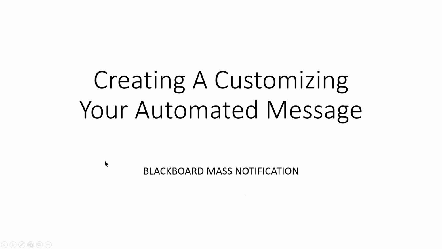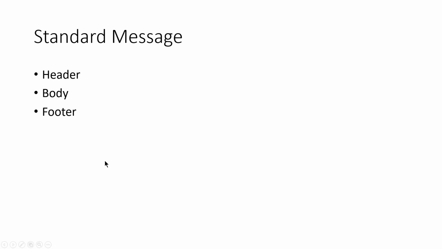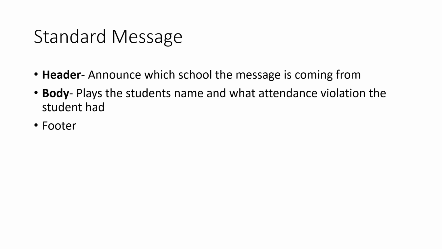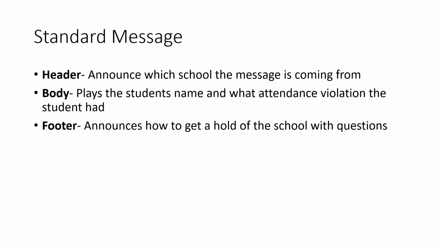The default message is made up of three parts: a header, body, and a footer. The header will tell the caller which building the message is coming from, while the body will tell the recipient which of their children was absent and which violation they had. The footer will tell them how to get a hold of the building.